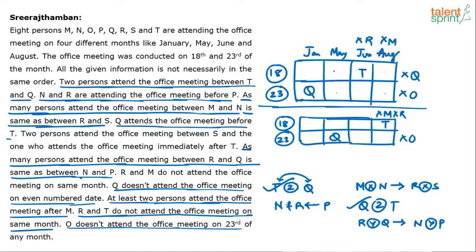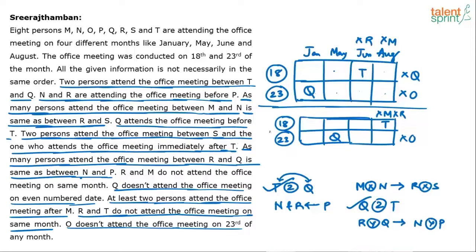And then there are a lot of notes here, like N and R both will come before P. The number of people between M and N is same as number of people between R and S. The number of people between R and Q is same as the number of people between N and P. And some points which we have not used yet. Okay, now I think since T's position is fixed, we can use this point. 2 persons attend the office meeting between S and the one who attends the office meeting immediately after T.